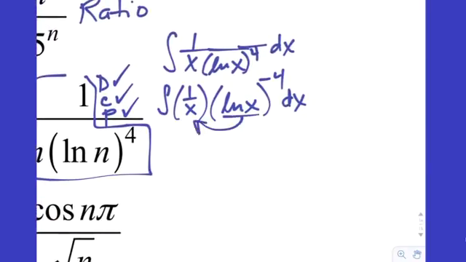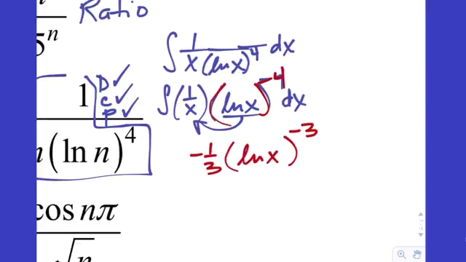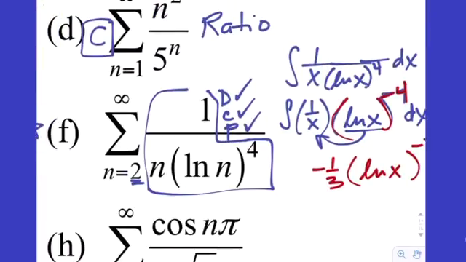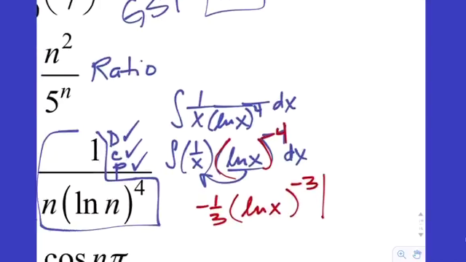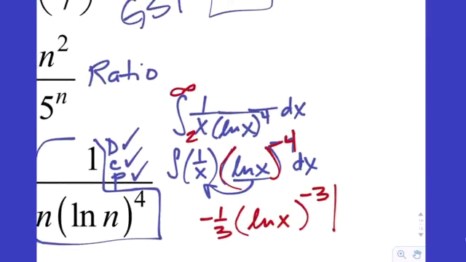Since the derivative of ln of x is 1 over x, we're not off by anything, right? So the 1 over x gets packaged back up, and we're on to the rule of integration, which is blob to the negative fourth becomes blob to the negative third, and then we divide by negative 3, or multiply by negative 1/3. Then we evaluate it from 2 to infinity.